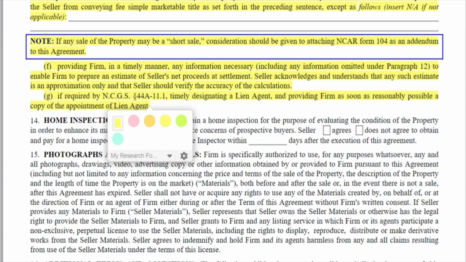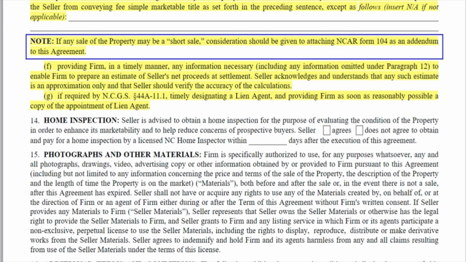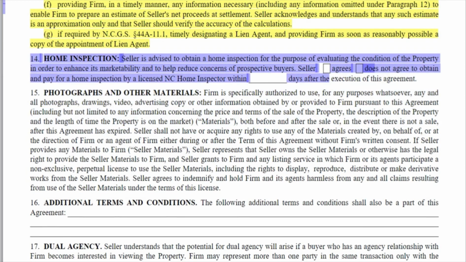And G, if required by the NCGS, timely designating a lien agent and providing firm as soon as reasonably possible a copy of the appointment of the lien agent. And we're on number 14.